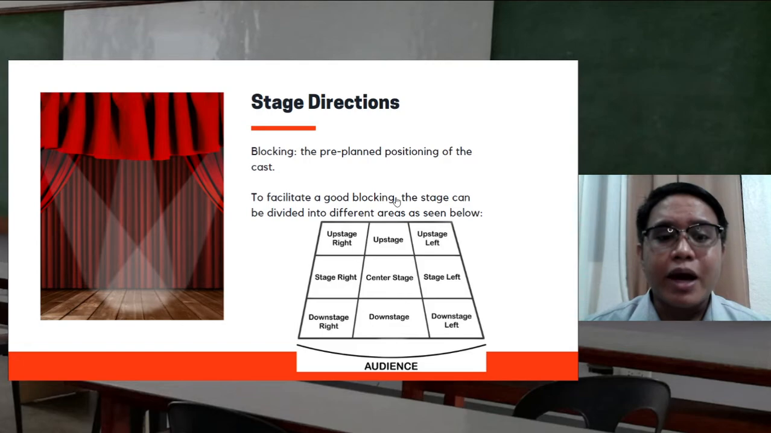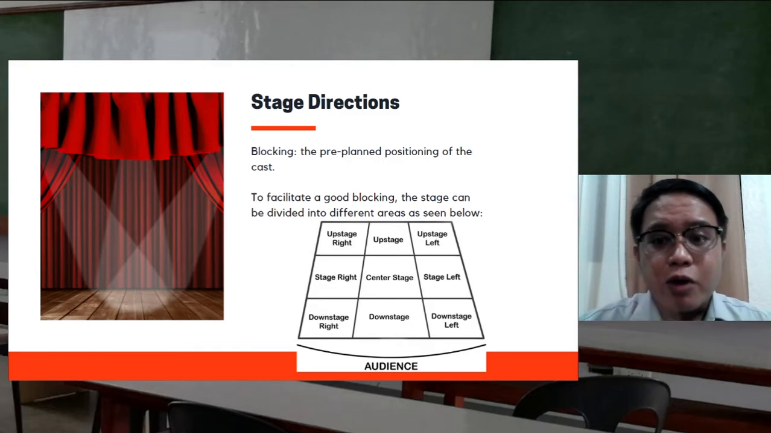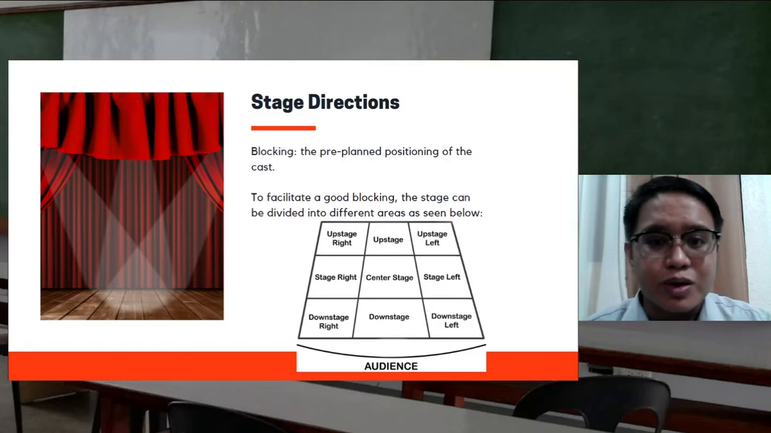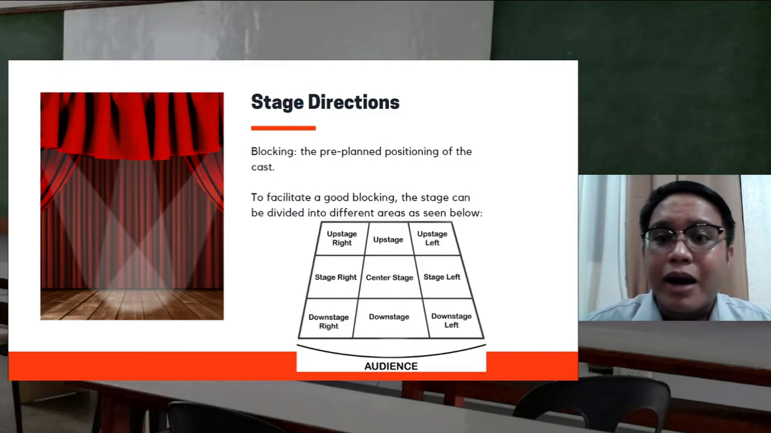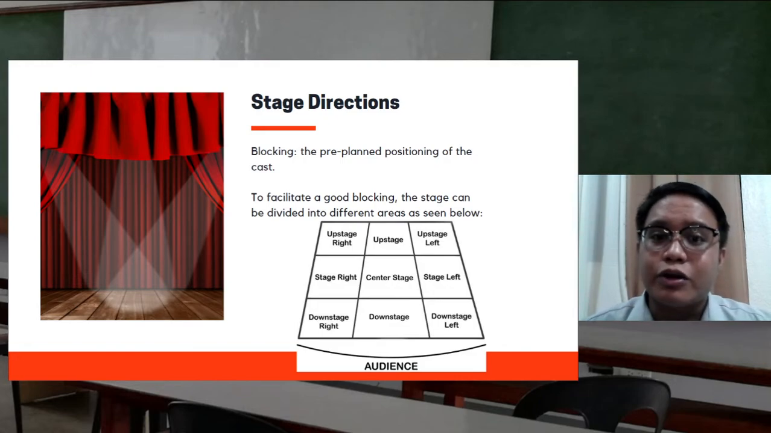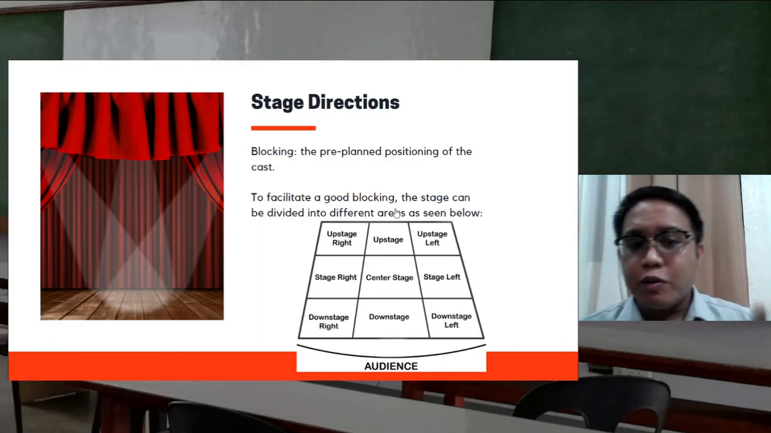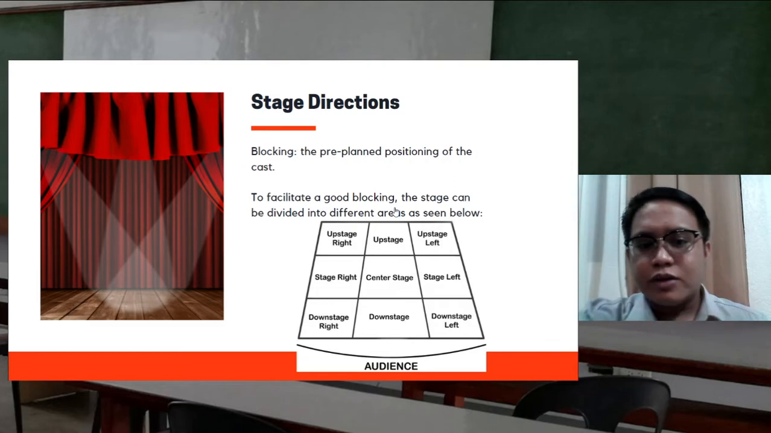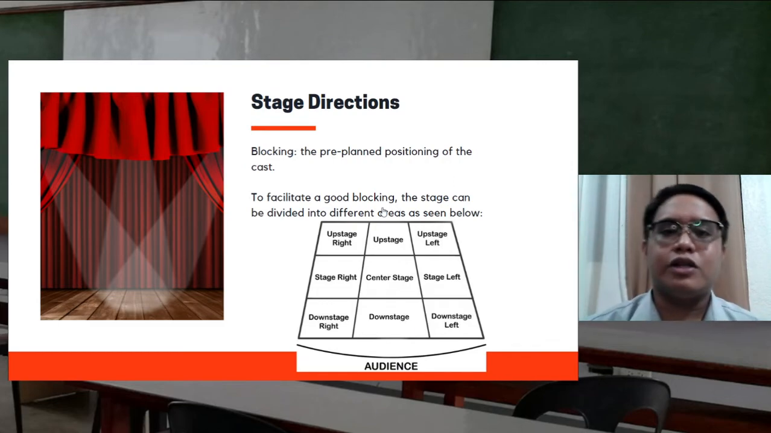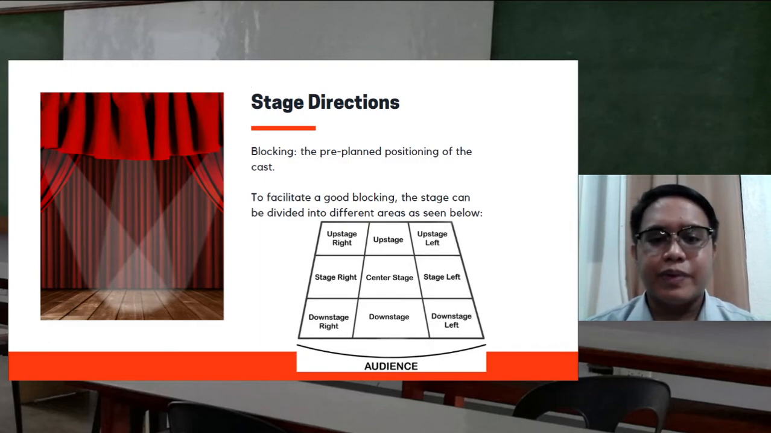And blocking is very important because here's what happens in most role plays in school. Some of your classmates, the other characters, are being blocked by the non-speaking members. That's what happens most of the time if there is no blocking. Now, with blocking, they will place a character in a position where they can't hide another character. So all characters can still be seen with good blocking. I hope you will remember that, because that will come out on the test. So we have the upstage right, upstage left, center stage, stage right, stage left, downstage right, and downstage left, facing the audience. Okay, so that's our stage directions.